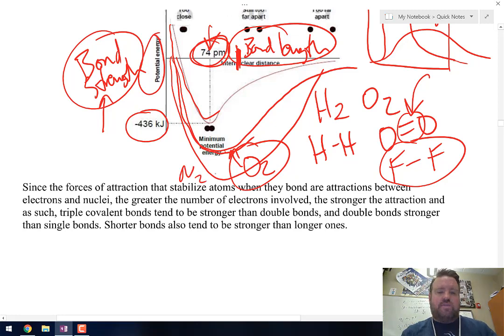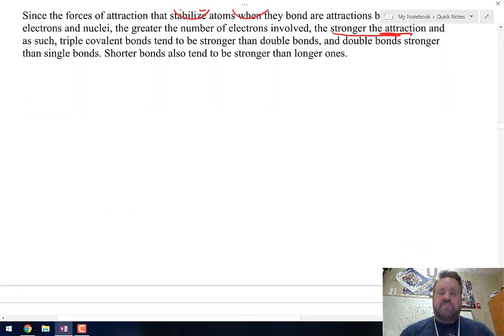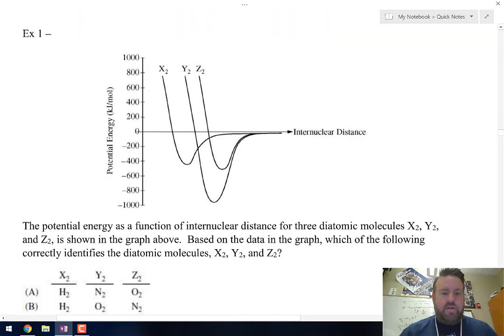Since the forces of attraction that stabilize the atoms when they bond are attractions between electrons and nuclei, the greater the number of electrons involved, the stronger the attraction. Again, what we just talked about. Basically, they're saying that's the double bond there. And as such, triple bonds tend to be stronger than double bonds. So again, here we can see that double bonds are stronger than single bonds, and shorter bonds also tend to be stronger than longer ones. I think we covered that one well enough here.